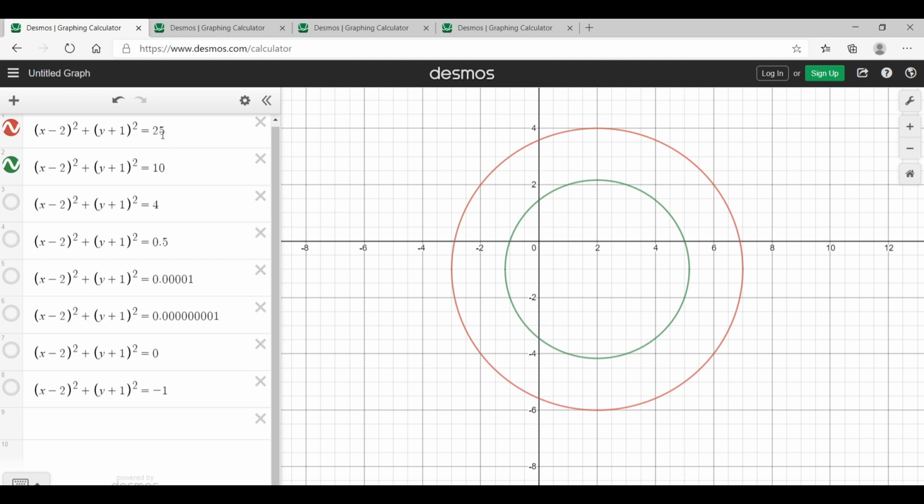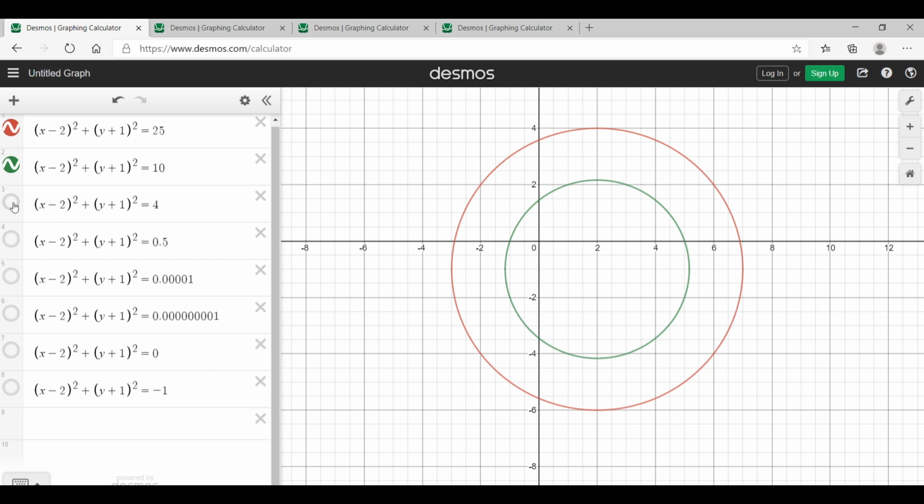25 is r squared, as you know. 10 is also r squared. So to get the radius, we take the square root. The square root of 25 is 5, and the square root of 10 is 3 point something. As you can see, the circle is getting smaller.